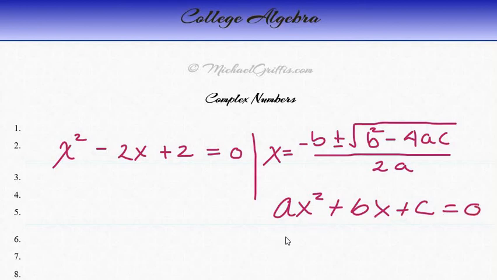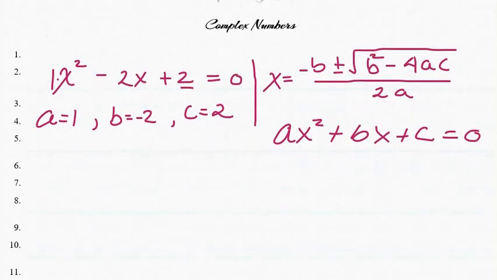Now if we remember, let's write this in the general sense. We want to identify our A, our B, and our C. So let's do that. We have A is equal to 1. That's the coefficient that's assumed to be there. B is equal to negative 2. And C is equal to 2, coming from here. Let's plug it in.